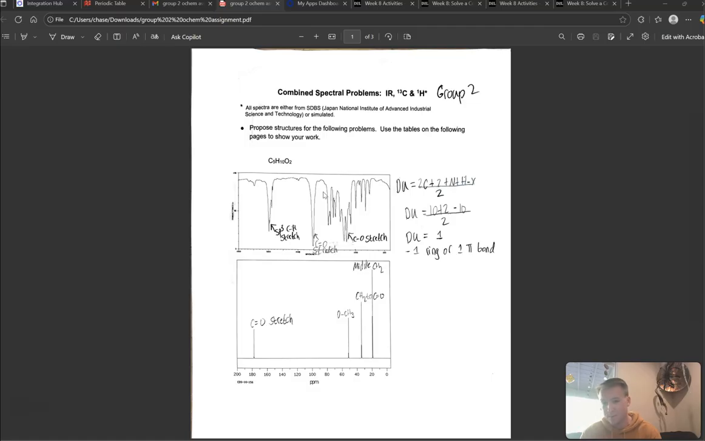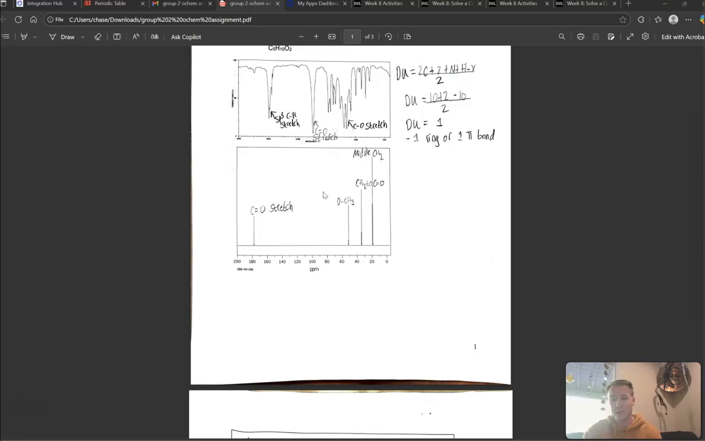And then finally, the next group we can identify is between 1,500 to 1,300 inverse centimeters, and it's going to show a CO stretch. So from the IR alone, I can confidently say this compound is an ester with a single-bonded CO group and a C double bonded to an O group. Sorry about that. I want to be as accurate as possible here.